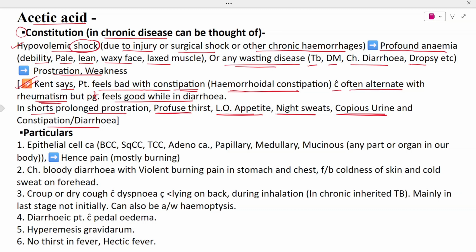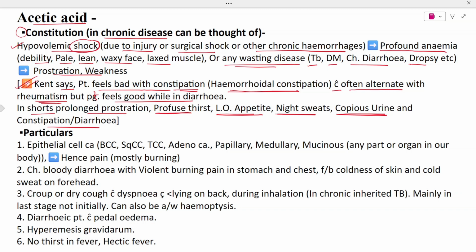If the patient is constipated, then the patient is a little bit anxious, having problems, other diseases, but where the patient has diarrhea, he feels otherwise, I'm good. Okay. So this is all about its constitution and in which cases we can think of it as a disease.